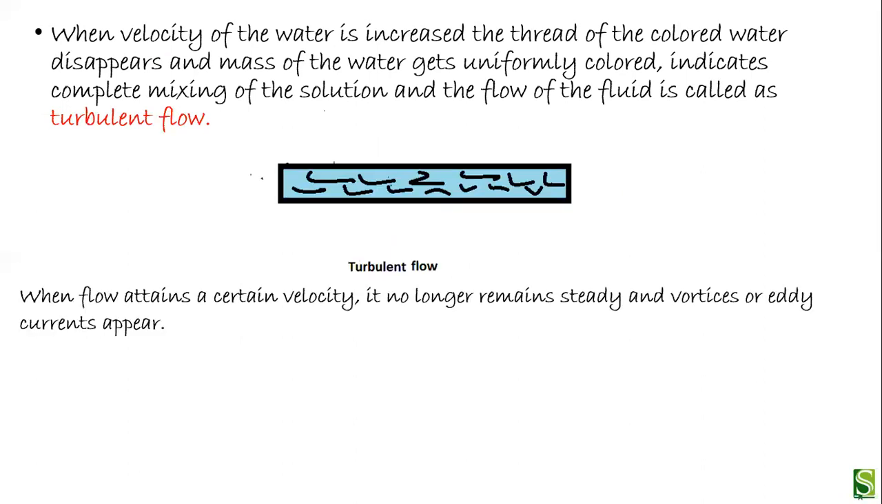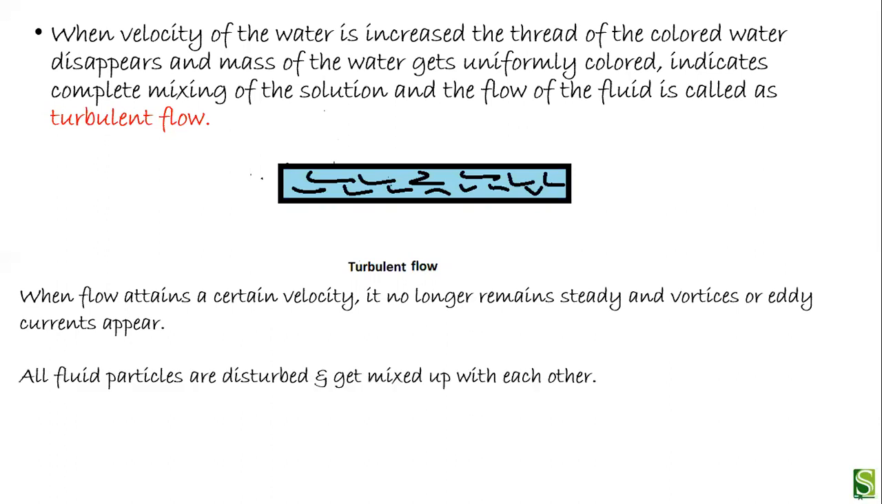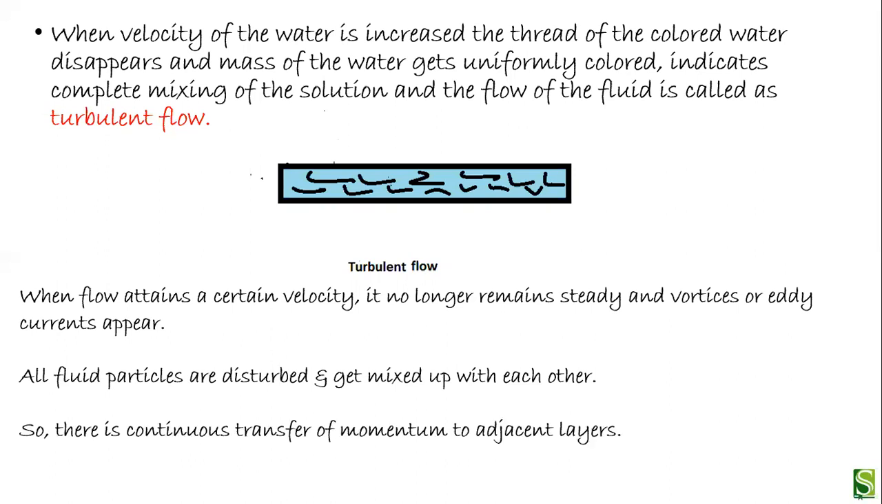The flow of the fluid is called turbulent flow. When flow attains a certain velocity, it no longer remains steady, and vortices or eddies appear in this type of flow. Due to these vortices and eddies, the flow is not laminar, and the layers get all mixed up. All fluid particles are distributed and mixed with one another. So there is continuous transfer of momentum to adjacent layers. This diffuse flow is said to be turbulent flow.